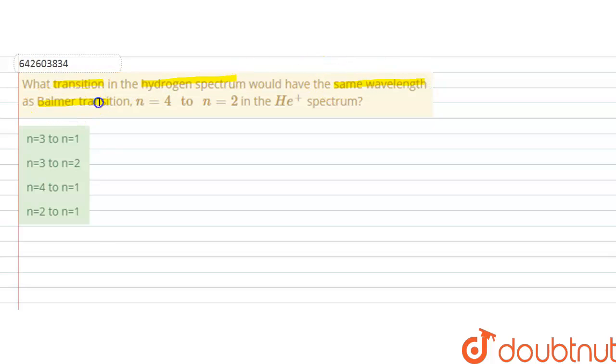Hello students, the question is: what transition in the hydrogen spectrum would have the same wavelength as the Balmer transition n = 4 to n = 2 in the He+ spectrum? So in the question it is given that the transition in the hydrogen spectrum would have the same wavelength as the Balmer transition, that is from n = 4 to n = 2 in the helium plus spectrum. So we have to find out the transition in the hydrogen spectrum.